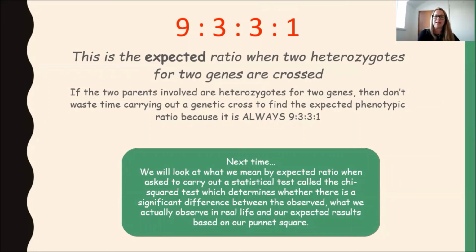This is also really important because in the next lesson, the one after this, we would go on to look at carrying out a statistical test called chi-squared. This is to determine if there is a significant difference in real life between what we expect in the Punnett square, the 9 to 3 to 3 to 1, and what we actually see in real life. Is there any significant difference? And if there is, what are the reasons behind that? That we would go on to look at next time as a statistical test.